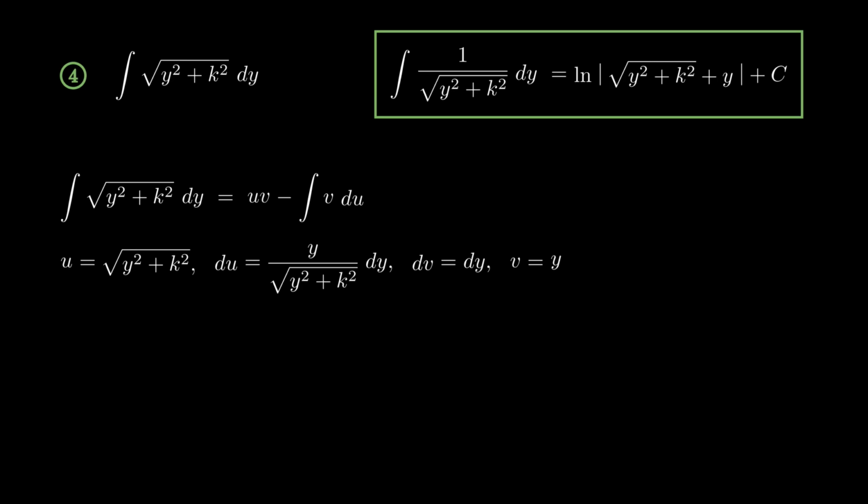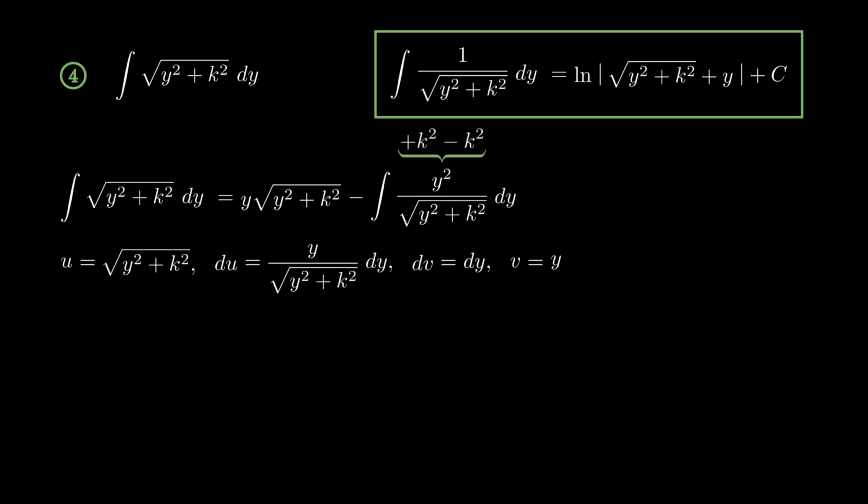Thus, the integral of square root of y squared plus k squared, dy, becomes y times square root of y squared plus k squared, minus integral of y squared over square root of y squared plus k squared, dy. Note that the second term is similar to the previous result, apart from the variable y squared in the numerator. To handle that, add and subtract k squared, which is the same as adding 0.